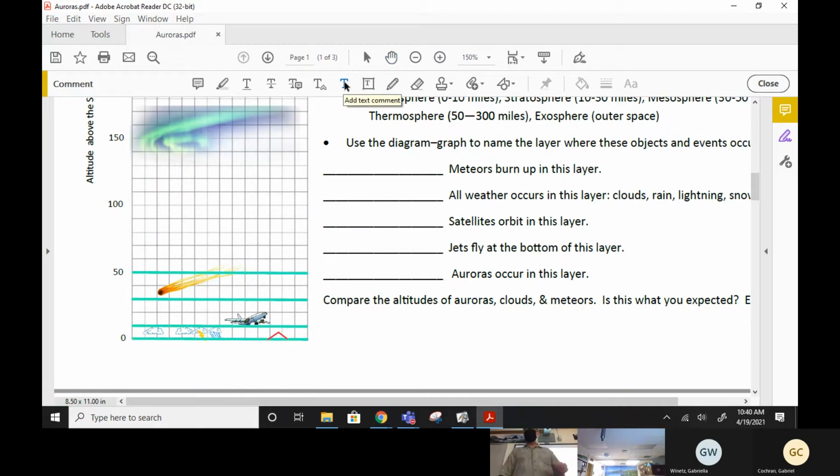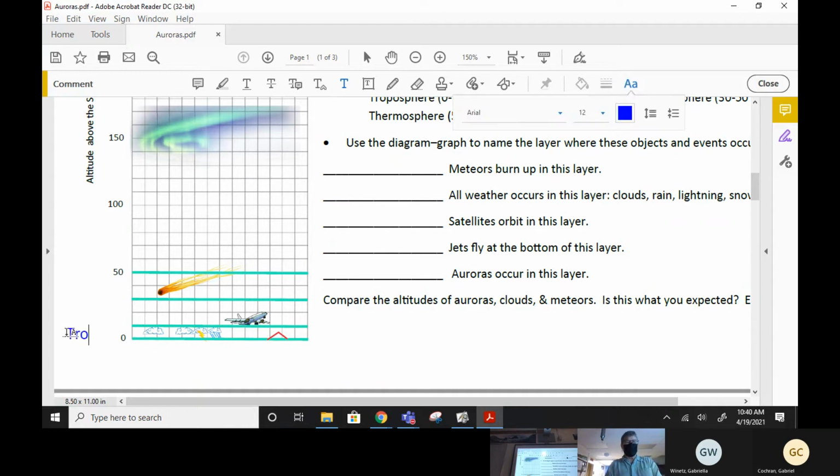Each of these layers has a name, and they all end with sphere. They're all parts of the atmosphere, but the bottom layer that we walk around in every day, we're going to label these names. This one's kind of hard to squeeze in there, so I'm going to put it off to the side, is the troposphere.